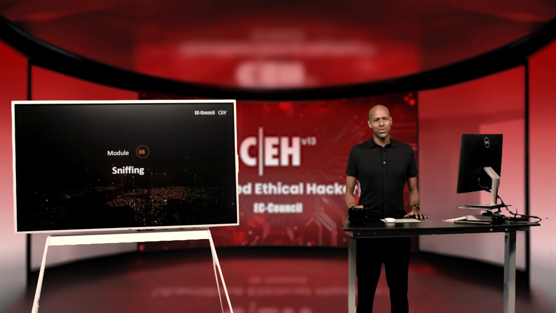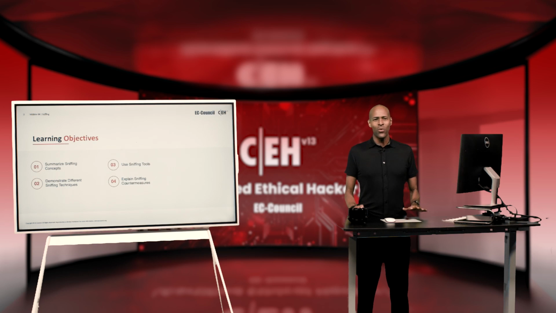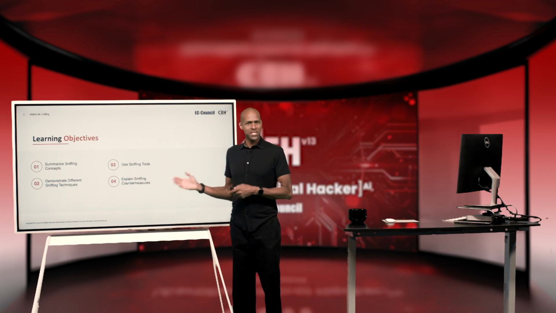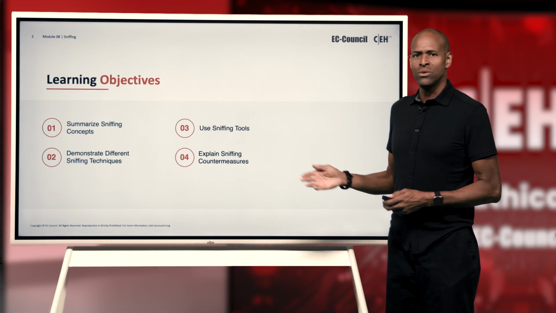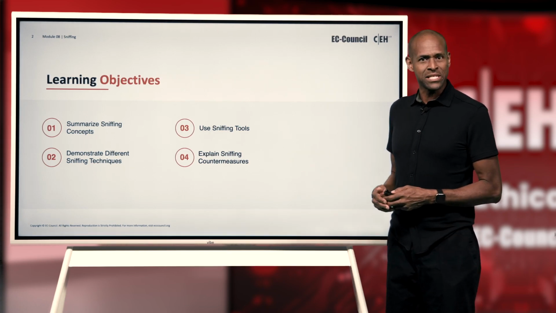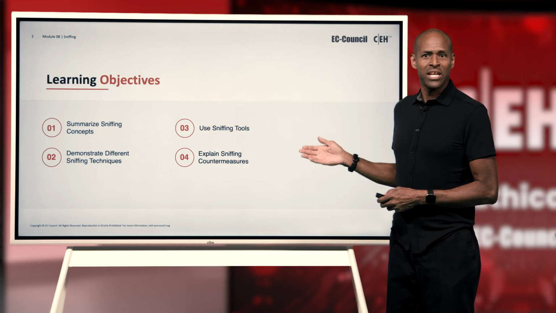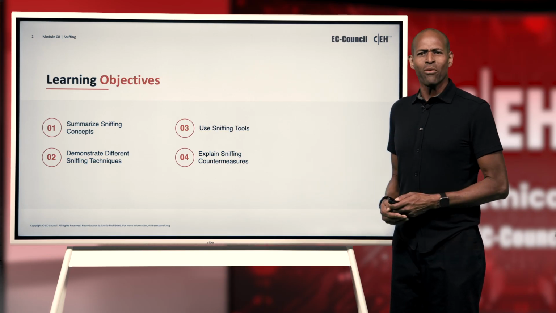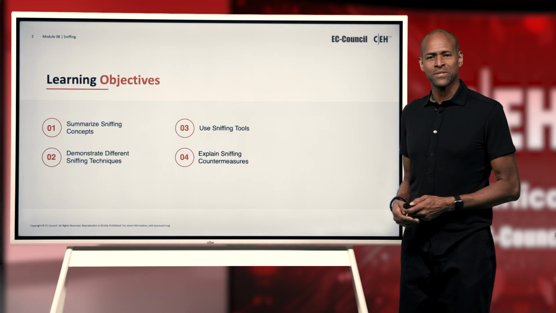Welcome to Module 8. In Module 8, we're going to take a look at sniffing. For sniffing, we have 4 different areas that we want to discover. So let's have a look at these 4 areas. We're going to start with a little bit of a summarization of sniffing concepts. We're going to move from there into different sniffing techniques, and then we're going to use different sniffing tools, and then we're going to give an overview of some of the sniffing countermeasures.